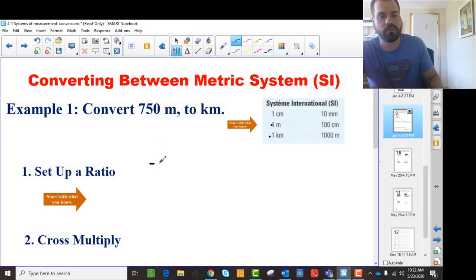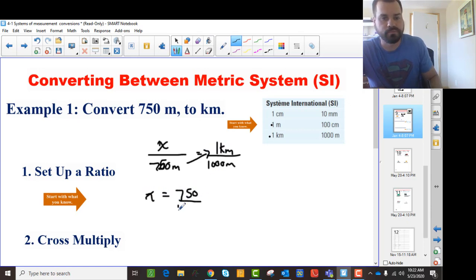So if I take 750 meters in X kilometers, when I know that 1 kilometer is 1,000 meters. In other words, I just put meters on the bottom of both. So there's 750 meters on the bottom, 1,000 meters on the bottom, and then I multiply over it. So I get X to be 750 divided by 1,000, and that gives me 0.75 kilometers. So 750 meters is 0.75 kilometers.